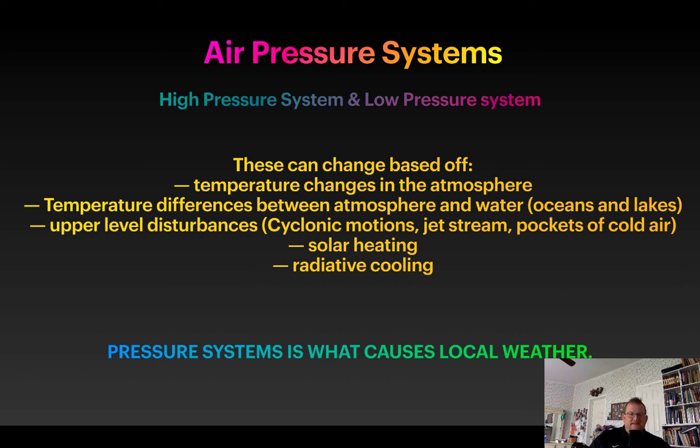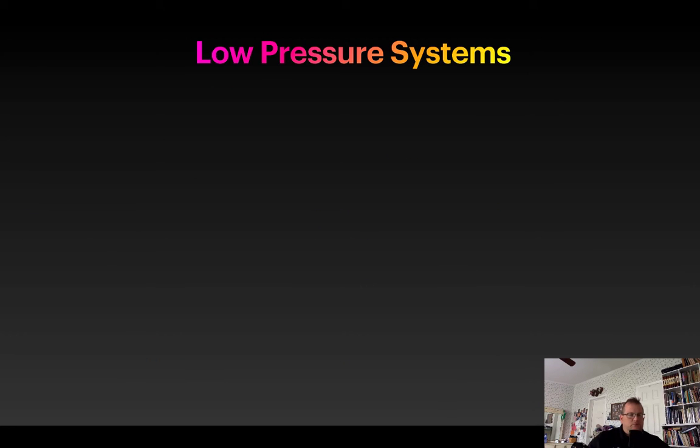Basic idea is this. Pressure systems, high pressure and low pressure, is what causes your local weather. So for today we had rain, and I'm going to show you some weather maps from today. Today is May 29th, so this is Friday that I'm recording this for Tuesday's lesson. So we're going to actually look at some maps that are on for Tuesday. So let's talk pressure systems.